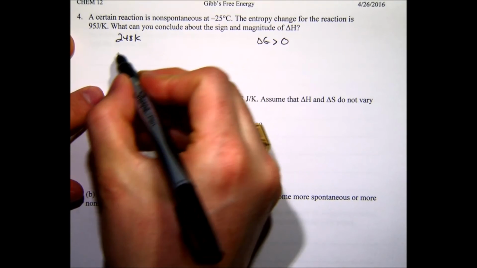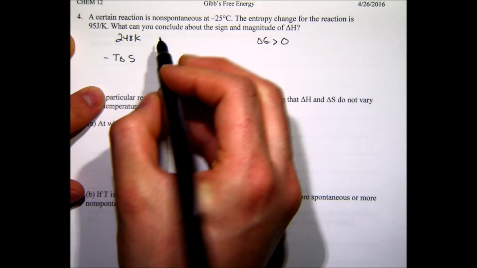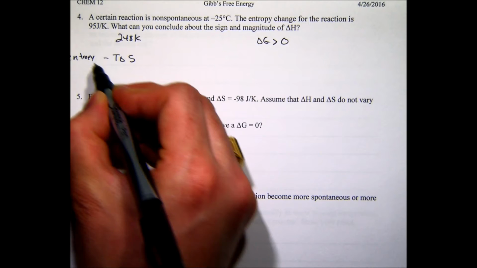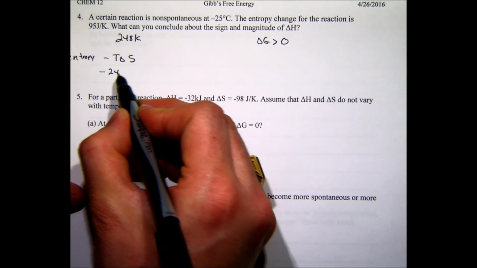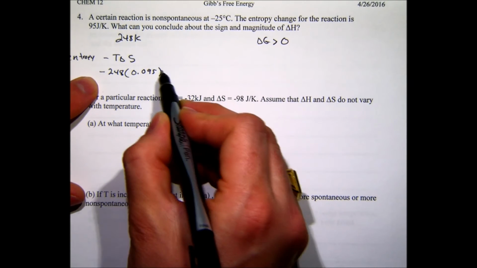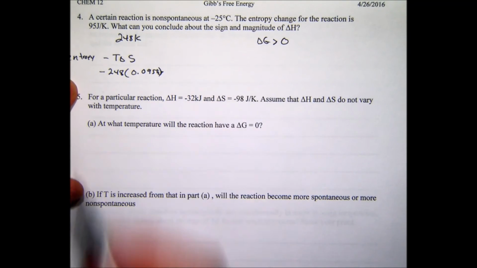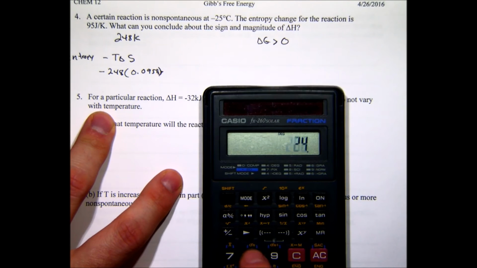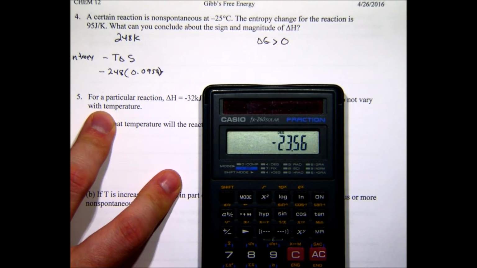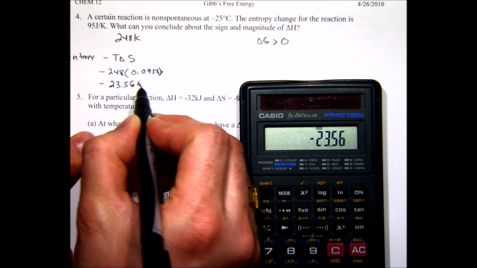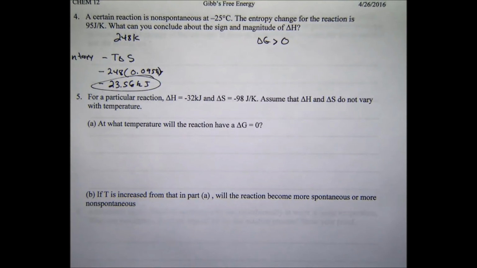So if we do the entropy term calculation, we know that the entropy term will be equal to negative 248 times 0.095 kilojoules. And when we do this calculation, 248 times 0.095, we know that we're going to have negative 23.56 kilojoules on the entropy term.